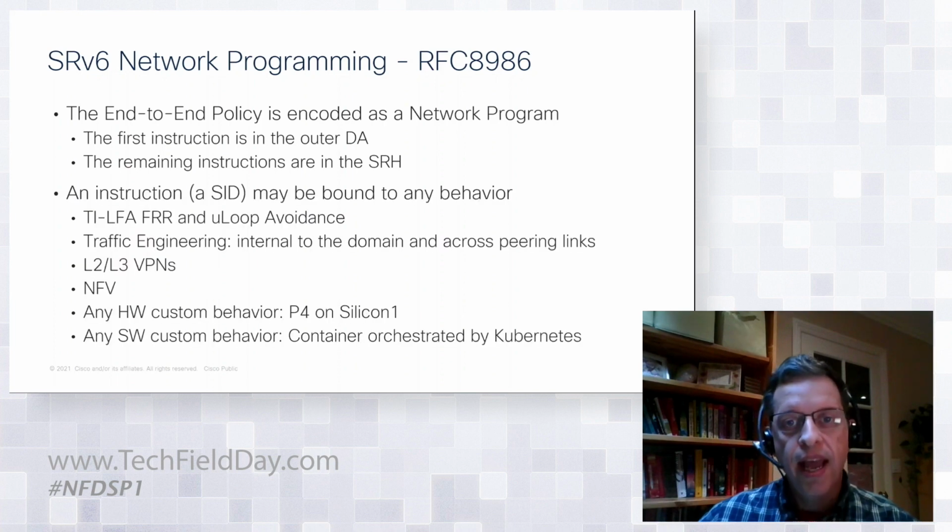What are the instructions? The instructions can be anything, going from a forwarding semantic, like a fast reroute TI-LFA backup path. It could be a microloop avoidance path. It could be enforcement of a waypoint to achieve an internal traffic engineering policy, or even a policy across the network when you are leaving, such as a peering policy.